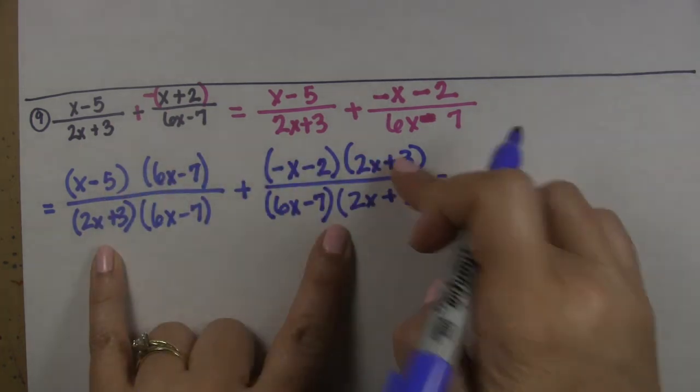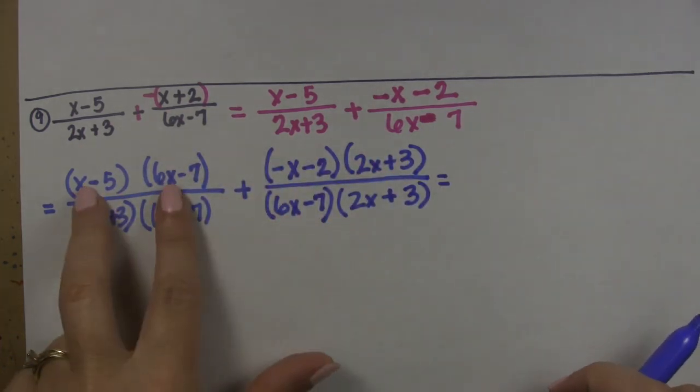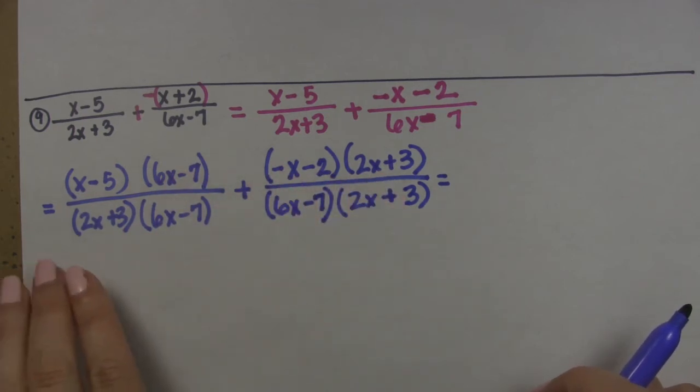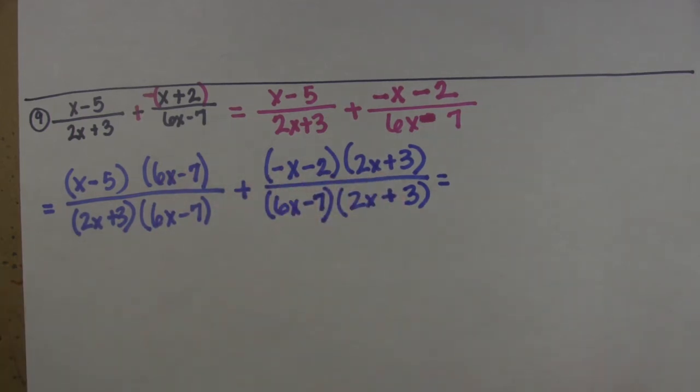So now I can work on multiplying these things out. And you see I have a binomial up here and I have a binomial up here. So it is going to be long and ugly. Are you ready? I hope you're ready. Let me get a different color and then let's go at it.